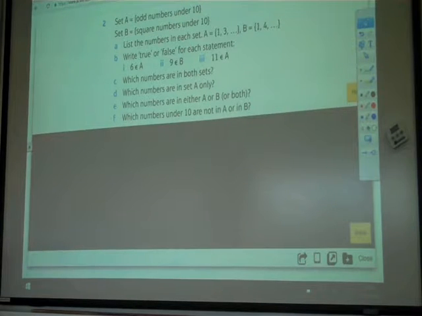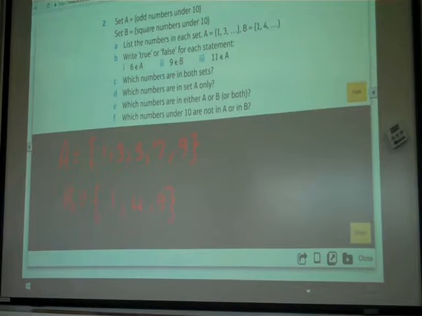Square numbers under 10. 1, 4, 6. Not 6. Is 6 square? 1, 4, 9. So A is 1, 3, 5, 7 and 9. Are you happy with that? And B, 1, 4 and 9. So you've got those curly brackets.